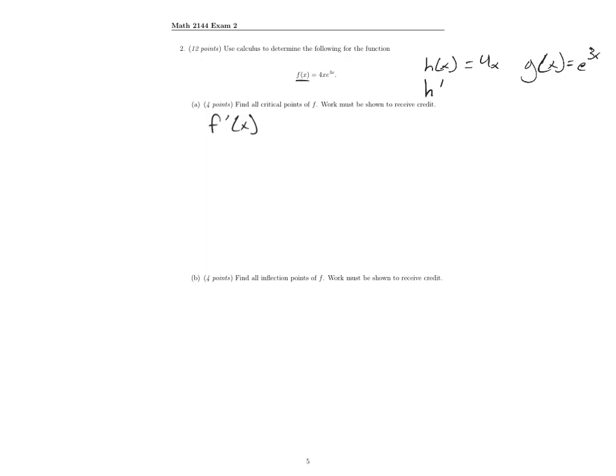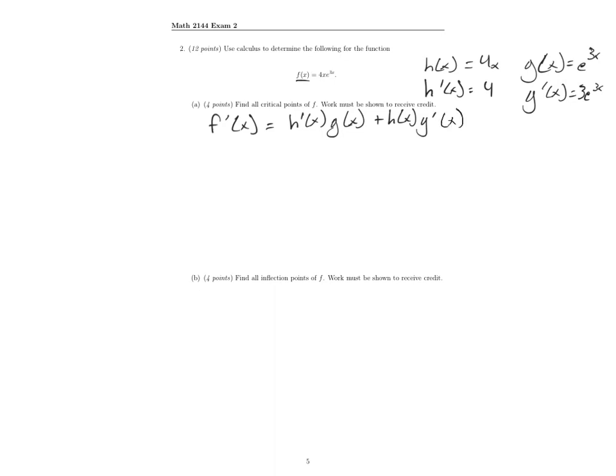So then h prime is going to equal 4, and g prime is going to equal 3e to the 3x. Because the derivative of e to the 3x, you're just going to write e to the 3x again, and then multiply by the derivative of your exponent, and the derivative of 3x is just 3. So we get 3e to the 3x. So then f prime of x, based on the product rule, should equal h prime of x, g of x, plus h of x, g prime of x.